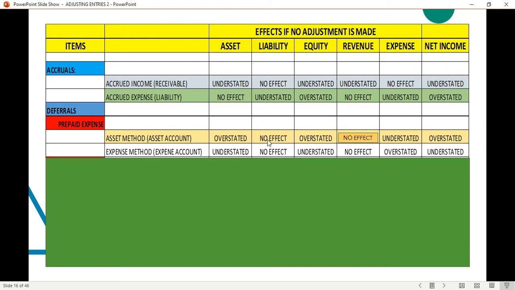No effect to liability. Revenue, no effect. Expense: since it is the expense method and no adjustment was made, your expense will be overstated. Then what happened to your net income? You have the correct amount of revenue, but your expense is overstated, so your net income will be understated. You are to close your net income to your equity, so if you are closing an understated income, your equity also will be understated.